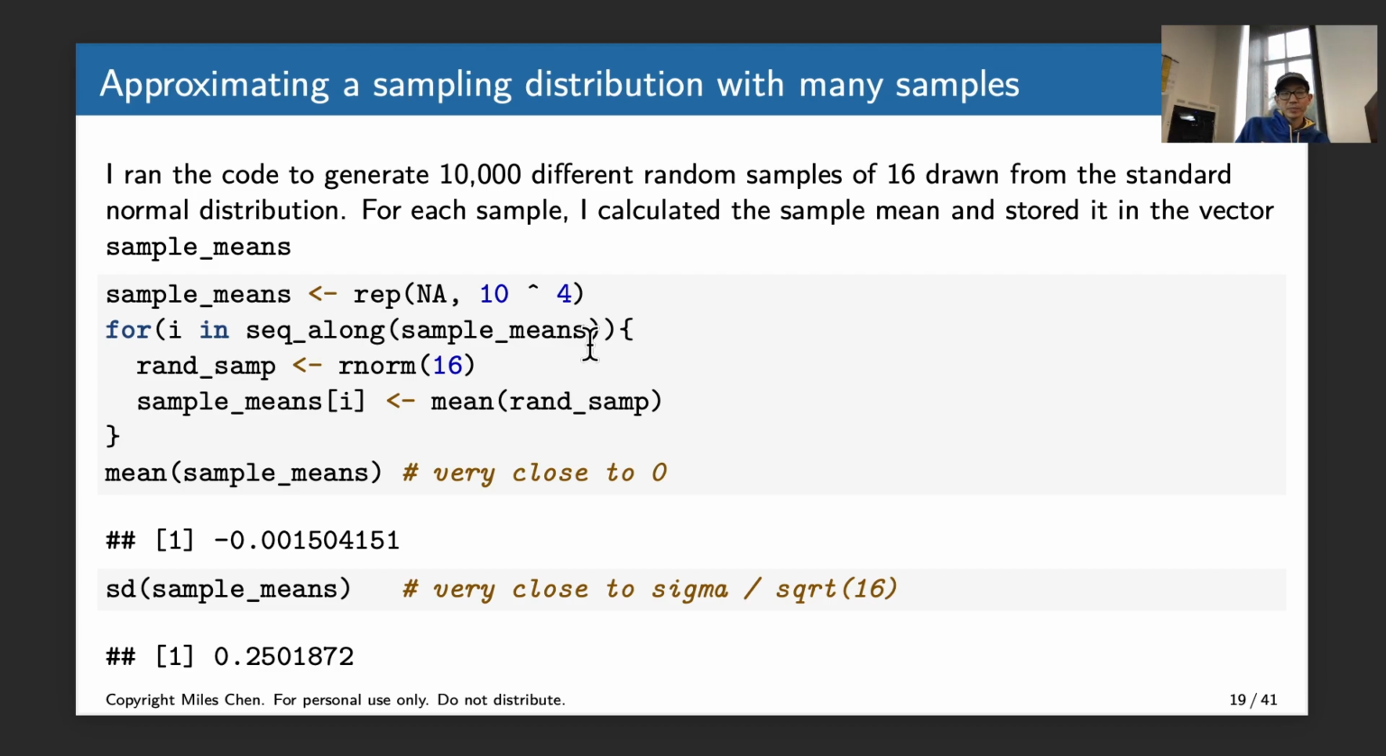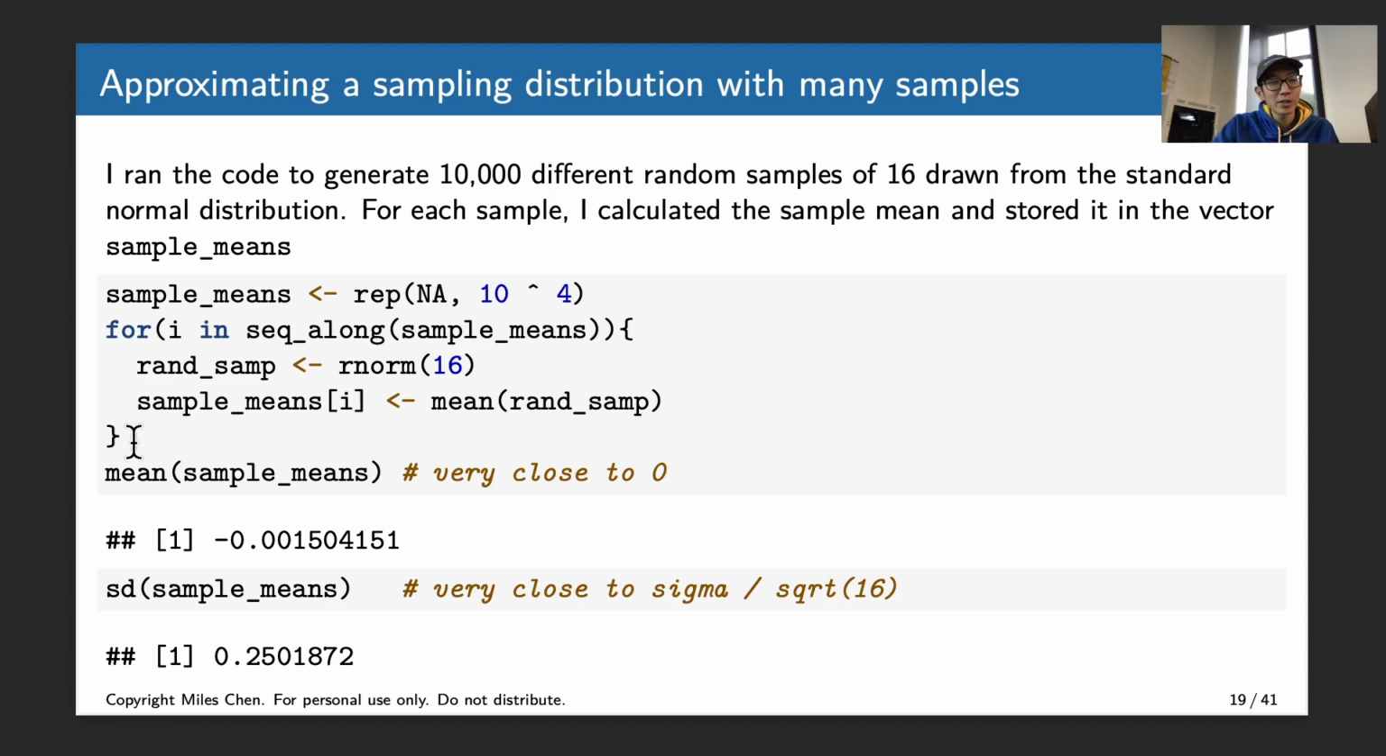So I just wrote a for loop, and I said, basically for i in 1 through 10,000, what you're going to do is select 16 values at random from the normal distribution. So we use rnorm to generate 16 random values from the normal distribution. I'm going to put that in my random sample. I calculate the mean of my random sample, and I'm going to store that into sample mean square bracket i. So I'll do this for values 1 through 10,000.